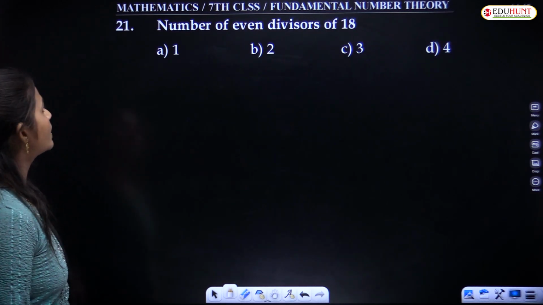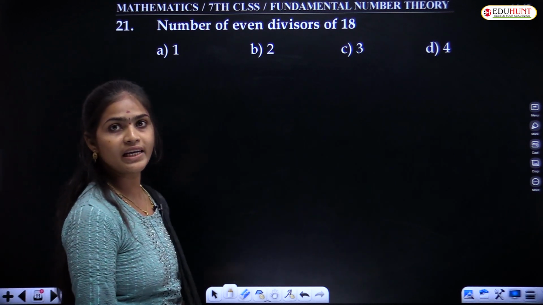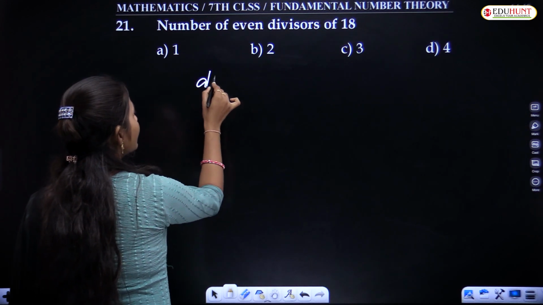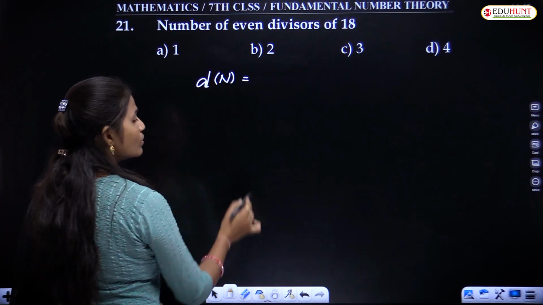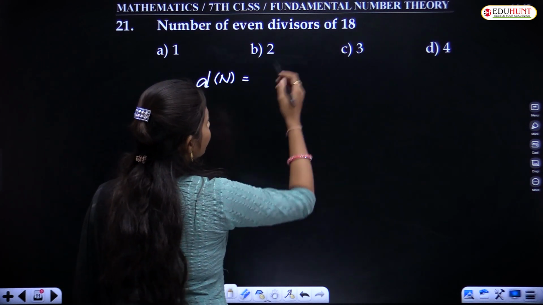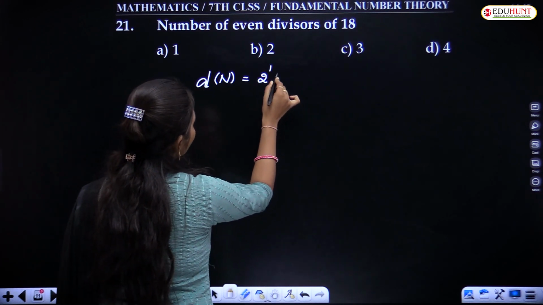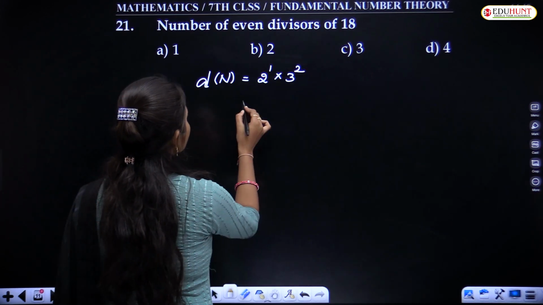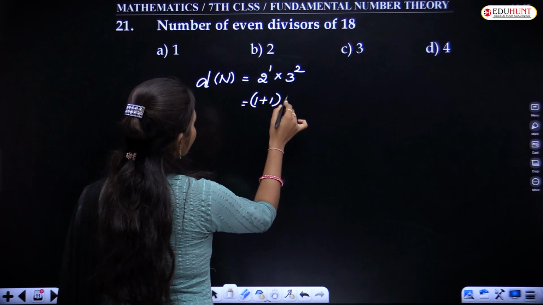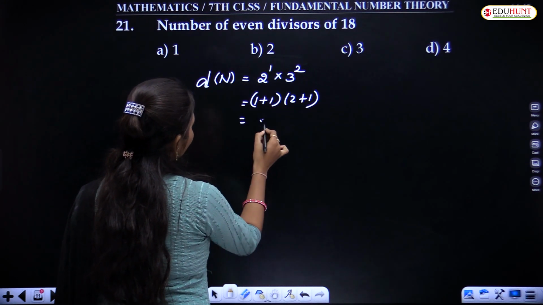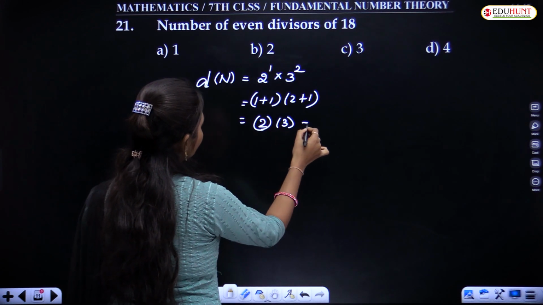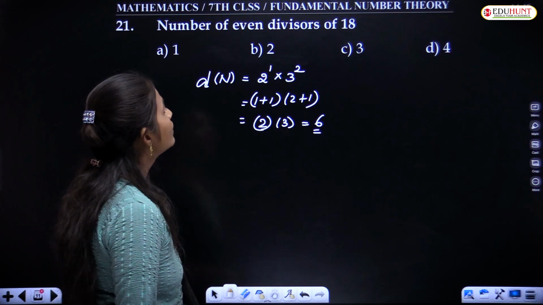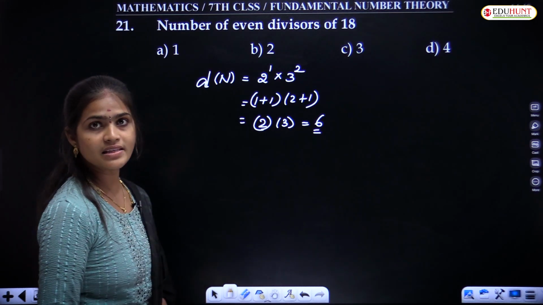So let us see the next one. Number of even divisors of 18. First we need to find D of n. 18 is 2 nines, so 2 power 1 into 3 square. Shall we write like that? So it is (1 plus 1) into (2 plus 1), so 2 into 3, which is 6. So how many divisors are there for 18? In total 6 divisors are there.